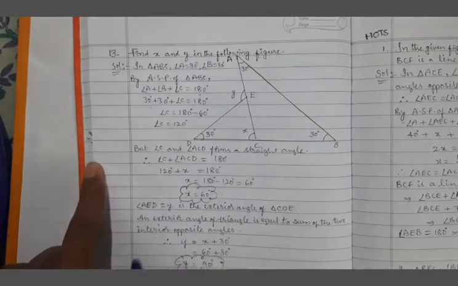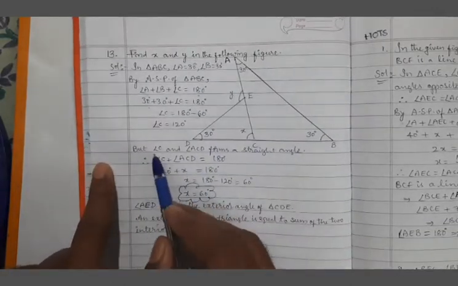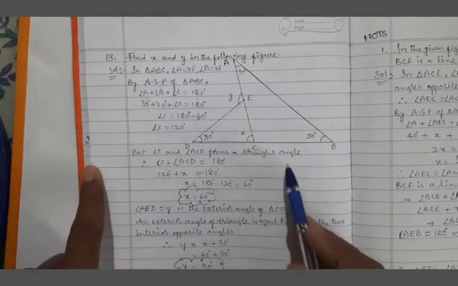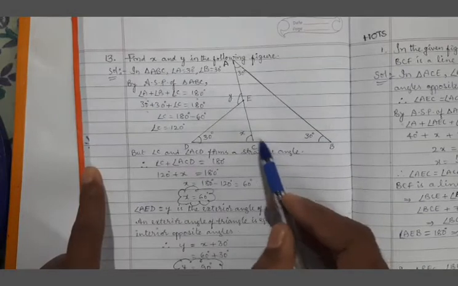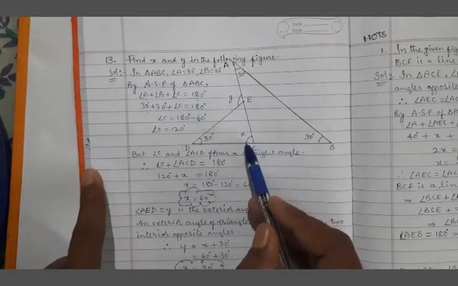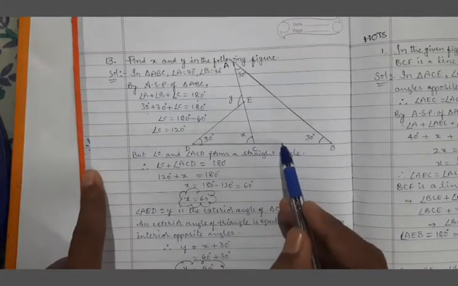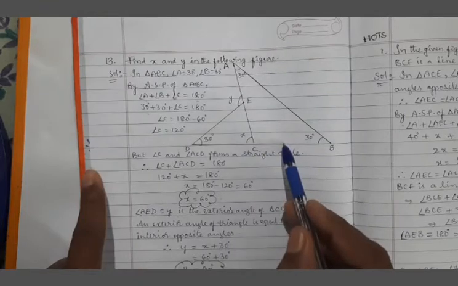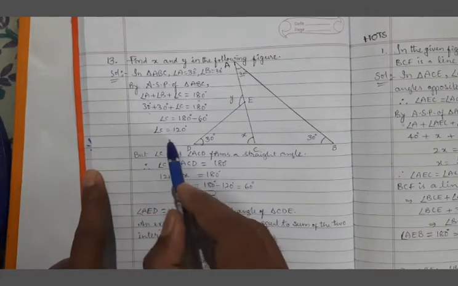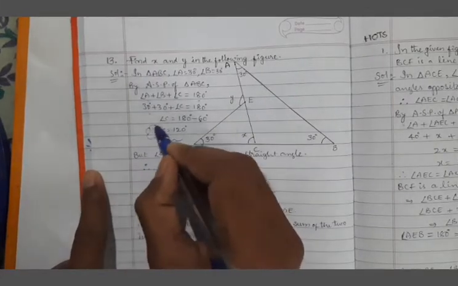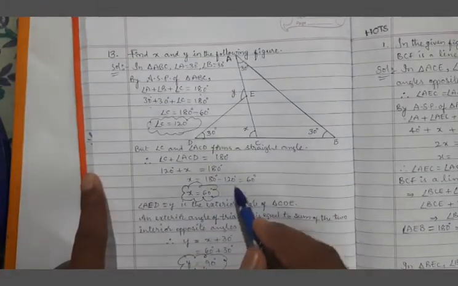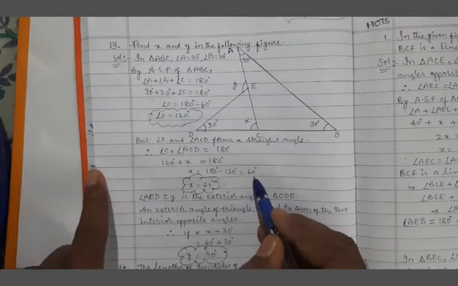Okay. Next, observe angle C and angle ACD. Angle C, this one. Angle ACD. Please observe the pen movement. This is X, this one. Yes, forms a linear pair or not, a straight angle. Therefore, angle C plus angle ACD equal to 180 degrees. Just now we got here angle C is equal to 120 degrees. That I substituted here. X is equal to 180 minus 120, which is 60 degrees.